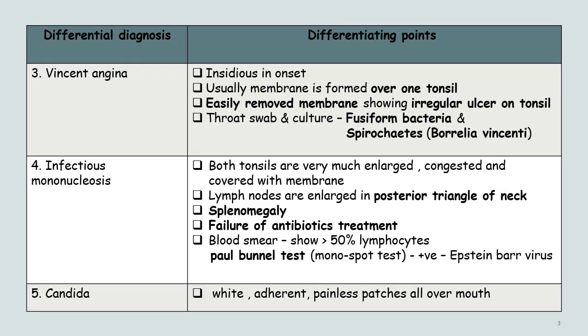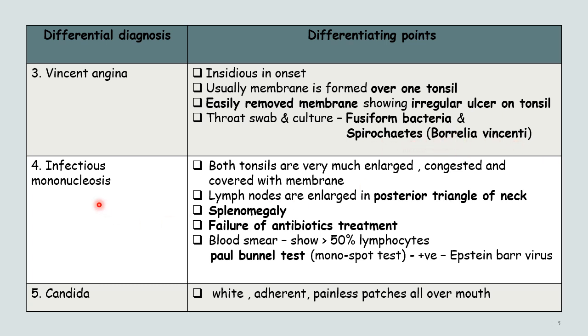In Vincent angina, unlike acute tonsillitis, it is insidious in onset, and the membrane is usually formed over only one tonsil, and it is an easily removable membrane, but after removal we can see an irregular ulcer on the tonsil. And if we do a throat swab and culture, we can find either fusiform bacteria or spirochetes like Borrelia vincentii.